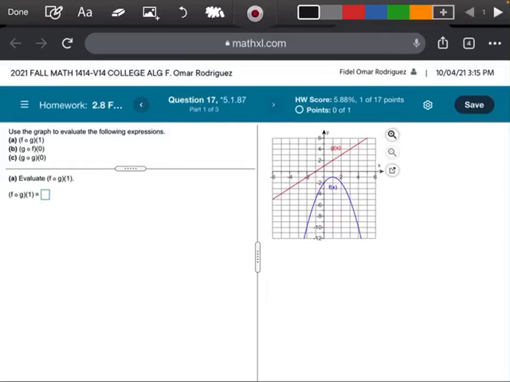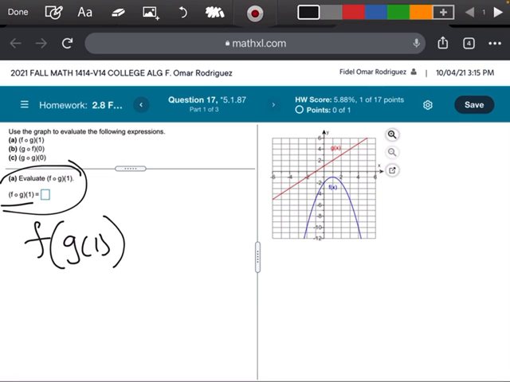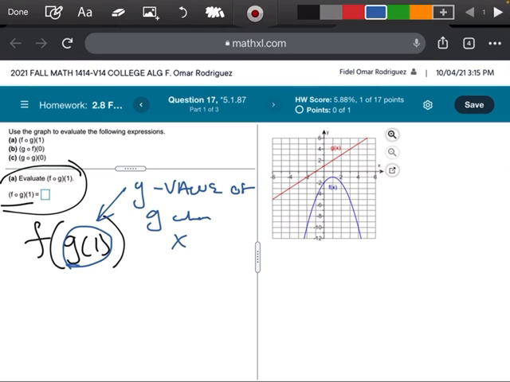All right, so guys, this is number 17 out of 2.8, and it says use the graph to evaluate the following expressions. So for the first part here, we're trying to find f composed with g of 1. So remember, when I see this part here, the way I'm going to write it, I'm going to write f of g of 1. Okay, so remember what g of 1 means. G of 1 means we're looking for the y value of g when x equals 1, okay?